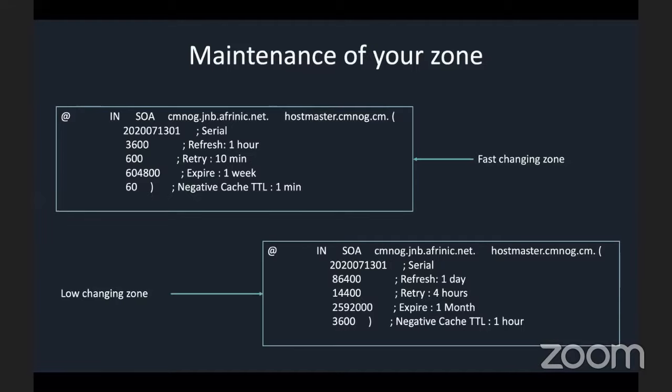And for the slow changing zone, meaning that maybe you update your zone every week or even every month, you don't need to have very low parameters here. So you can have a setting like the second one, where you have the refresh at 1 day, the retry after 4 hours, and you consider that the copy of your zone will expire after 1 month. But again, the most important thing is to know the purpose of each parameter here and just adapt according to your context.